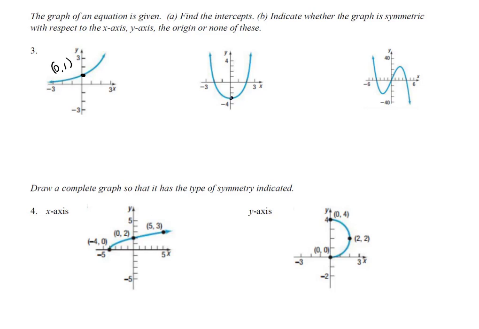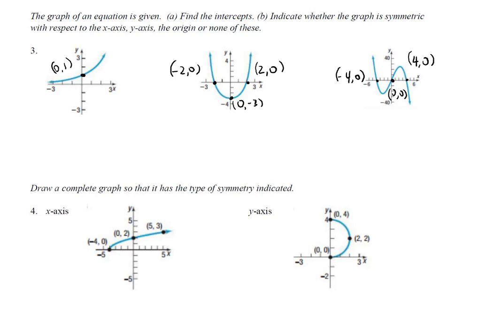And the intercept here is 0, -3. We have two x-intercepts, which would be 2, 0, and -2, 0. And we also have three x-intercepts here, 4, 0, the origin, and -4, 0. But the only y-intercept we have is the one at the origin. Alright, so we've done part A, find the intercepts.